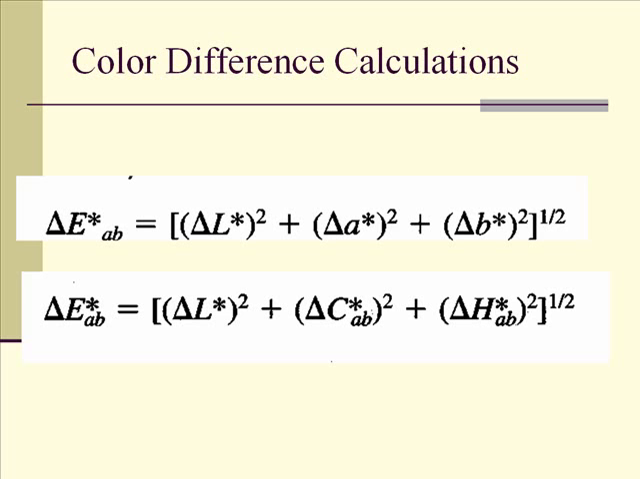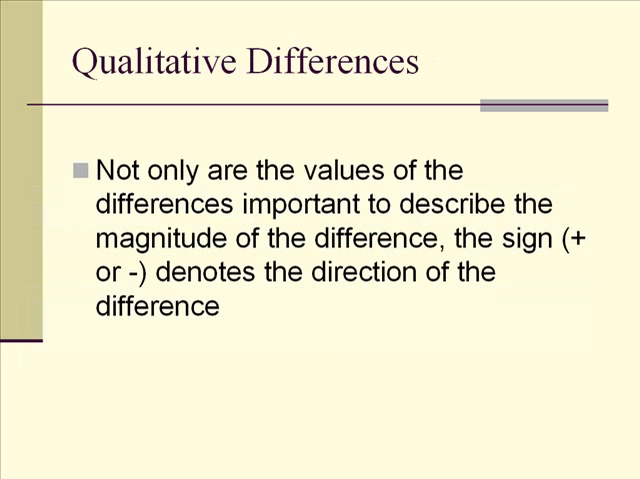We can describe qualitative differences. Not only are the values of the differences important to describe the magnitude of the difference, that would be quantitative. The sign, positive or negative, denotes the direction of the difference. That's what we mean by qualitative. Is it too red or is it too blue or whatever? We can tell by looking at these numbers.